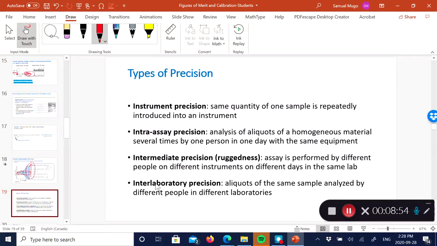Now, the last type of precision, which is the most robust, is the so-called interlaboratory precision, which is very similar to the intermediate precision. The only difference is, you take the assay and you get different people in different labs analyzing that assay. And you would wonder what's the purpose of doing this? The purpose is to validate analytical methods. Analytical methods are validated especially by checking the robustness, by having different technicians in different labs analyze that particular assay.